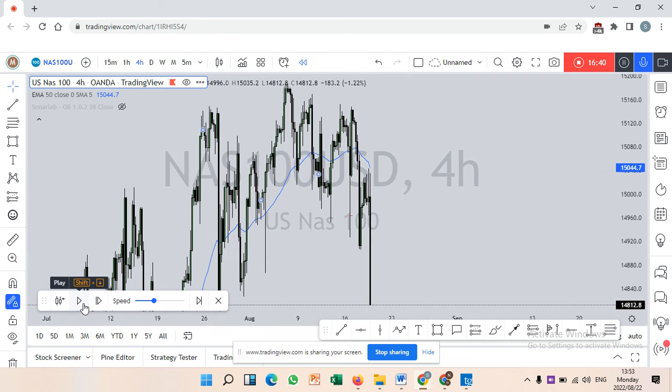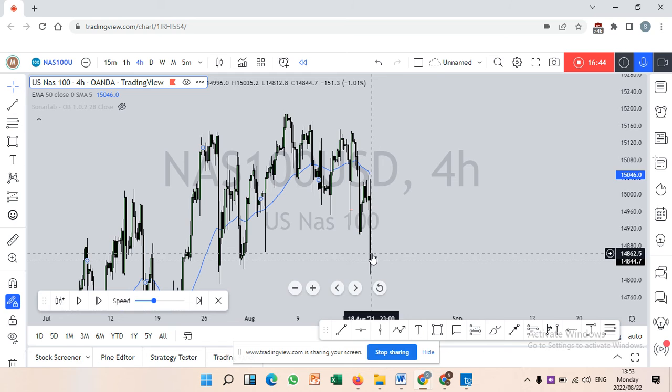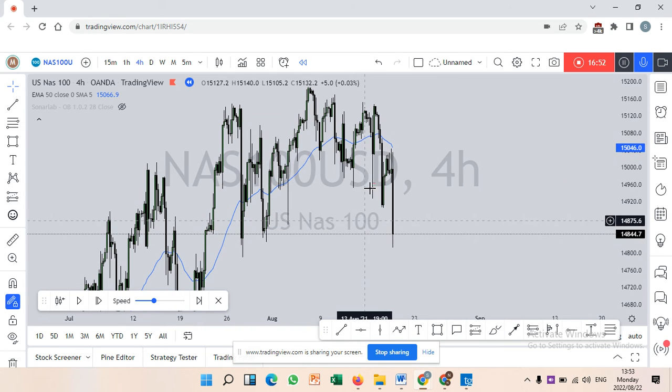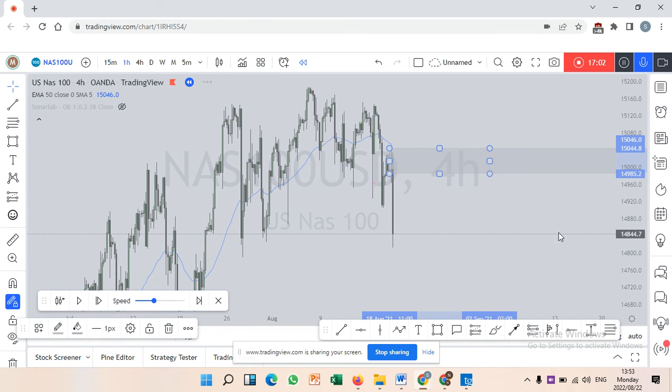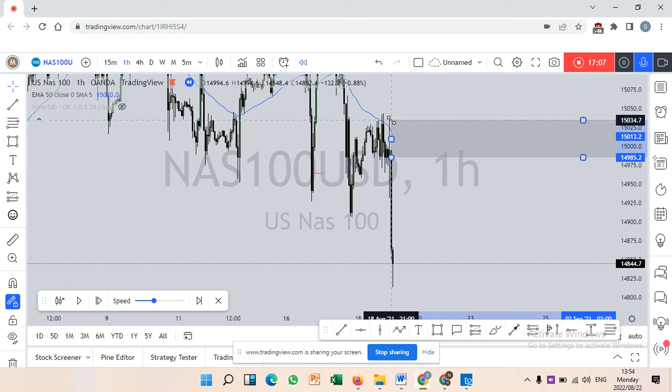What was price doing last year in August? Okay, so now we broke one, two lows, right? So we're going to mark this 4 hour demand zone, this beautiful demand zone that broke so many lows. So we go down to the hourly, we wait for price to retrace towards it, and we might take sells at this supply zone.